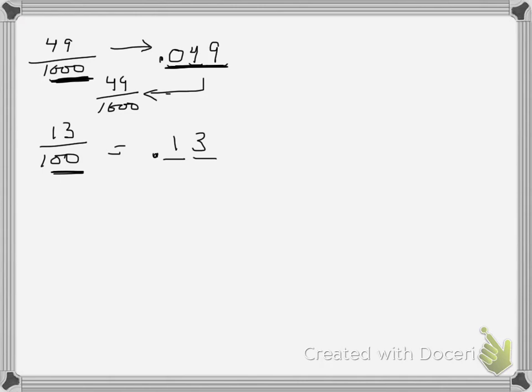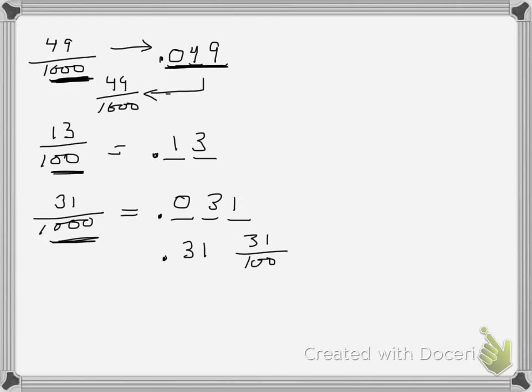If I had, let's see, 31 thousandths, I have 3 zeros here. I want 3 places over here. Write in your 31 and precede it by a 0. Okay, now let's make sure I understand. This is 31 hundredths, because I have 2 places, 2 zeros. This is 31 thousandths. I have 3 places, 3 zeros.